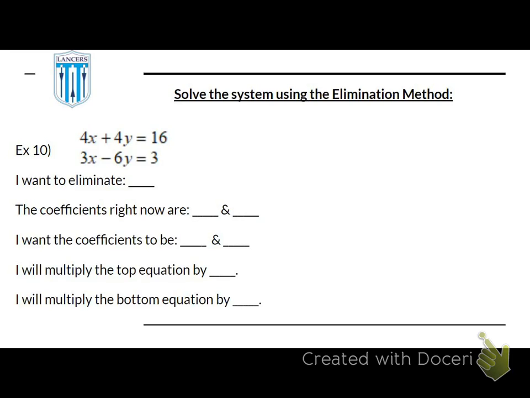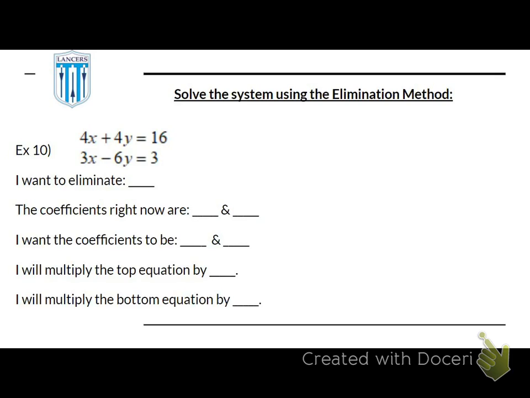So looking at number 10, we don't have any opposite pairs right now. We're going to have to change both equations. We can't make 4 into a 3 or 3 into a 4. We can't really make 6 into a 4 or 4 into a 6. So we know we're going to have to multiply both equations by something.